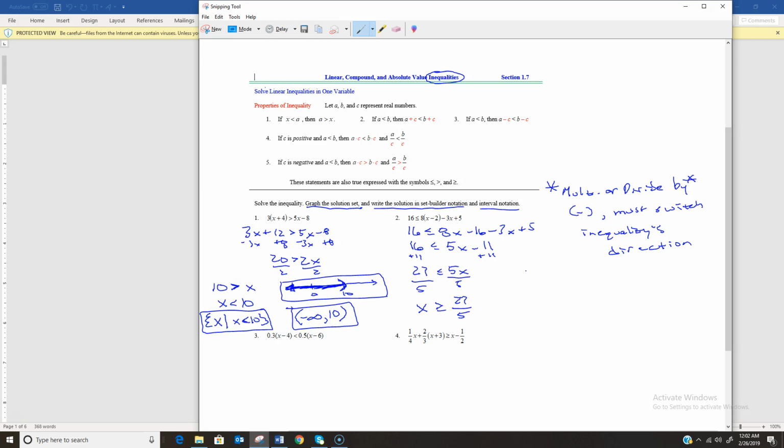Let's make sure we have all the things. So in set builder notation, we say x, where x is greater than or equal to 27 fifths. That's one thing that we need. Then I like to do the graph next. So my graph, 0 would be here, 27 fifths would be up here. If you wanted to be more detailed, again, it's like 5.4. And then it's greater than or equal to, so I want to make sure I put a hard bracket here and then shade to the right.